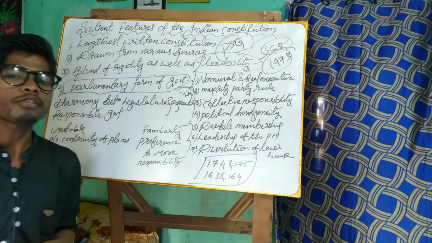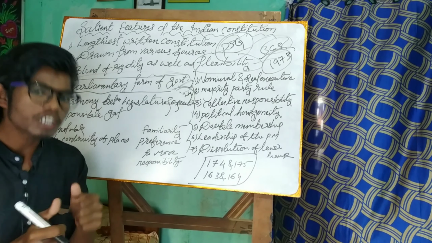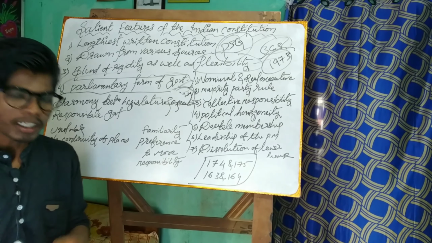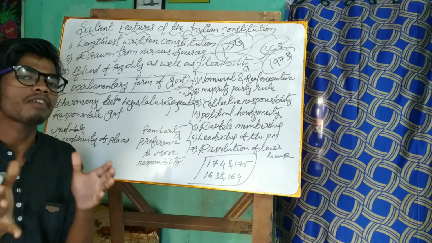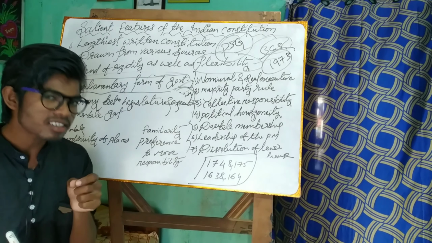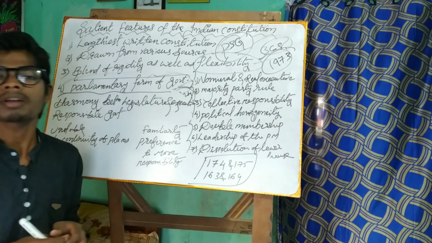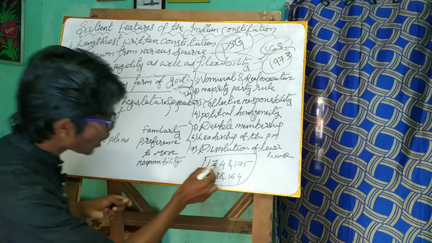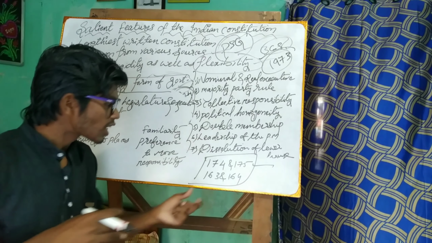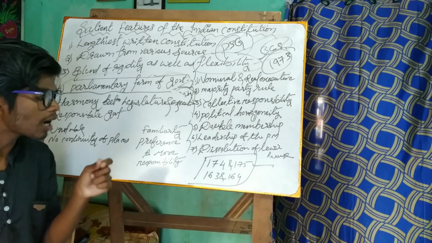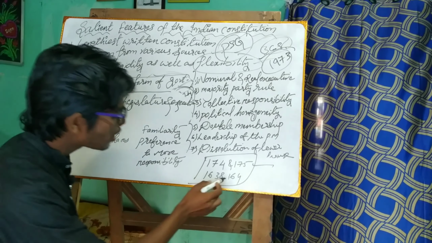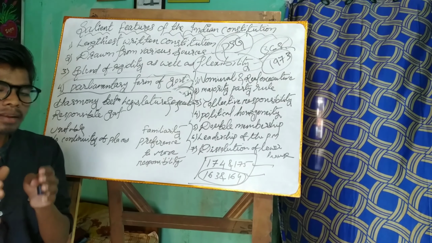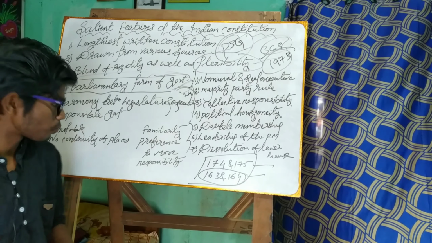On the basis of the nature of relations between the legislature and the executive organs of the government, democratic government has been classified into two categories: the parliamentary system of government and the presidential system of government. Articles 74 and 75 deal with the parliamentary system of government at the center. Similarly, Articles 163 and 164 deal with the parliamentary system of government at the state.